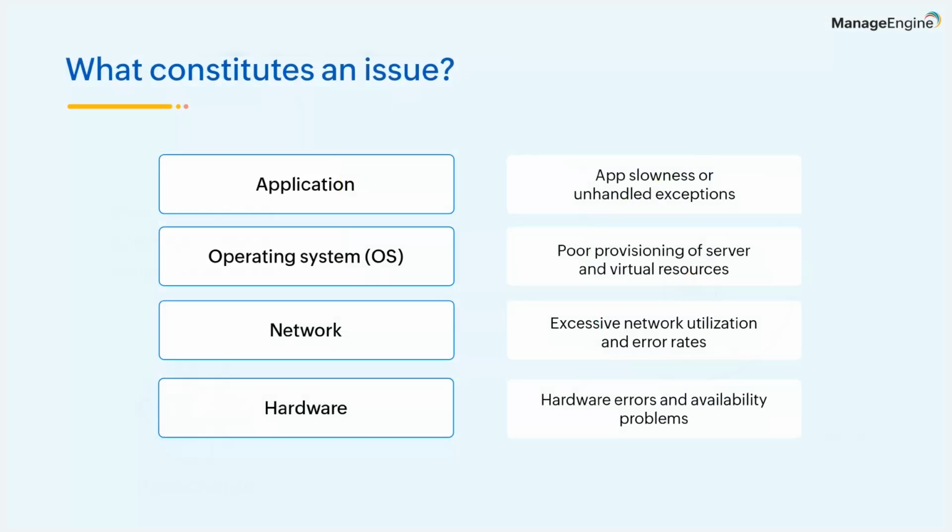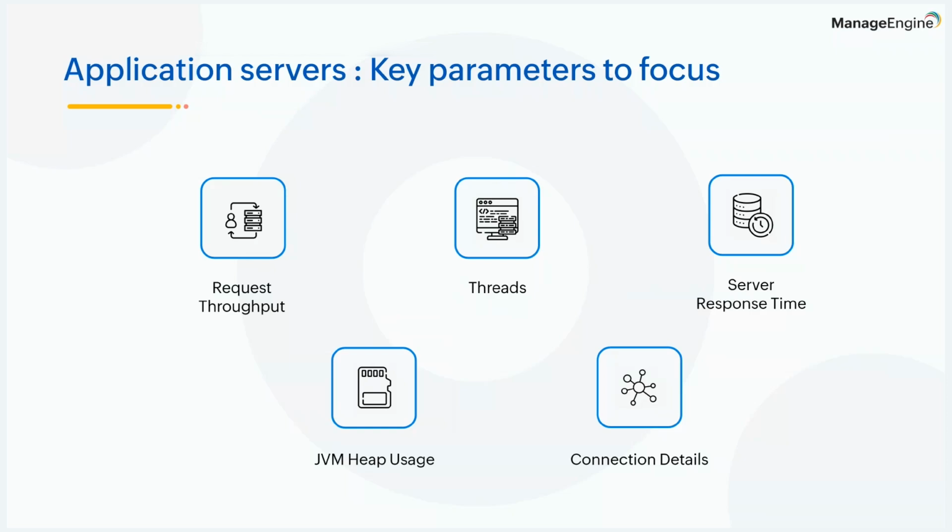So what constitutes an issue? At the application level, you need to make sure that all the application unhandled exceptions are addressed and tracked. At the operating system level, you need to make sure that the servers are properly provisioned and all the servers have proper virtual resources. And at the network level, we need to reduce the error rates and also make sure there is no excessive network utilization. And at the hardware level, the server availability itself is key, and also make sure there are fewer hardware related problems. So let's focus on the key parameters of these infrastructures.